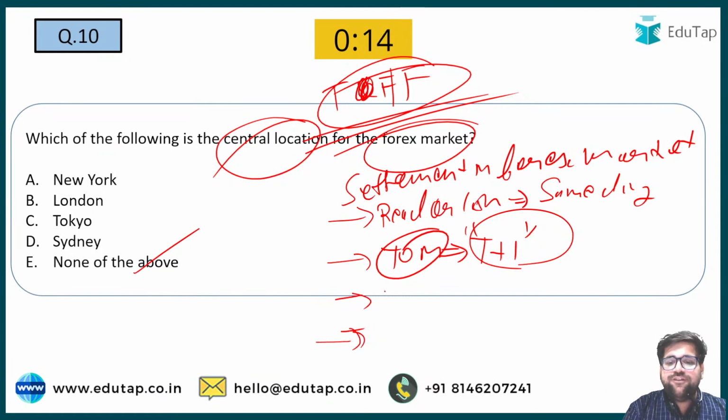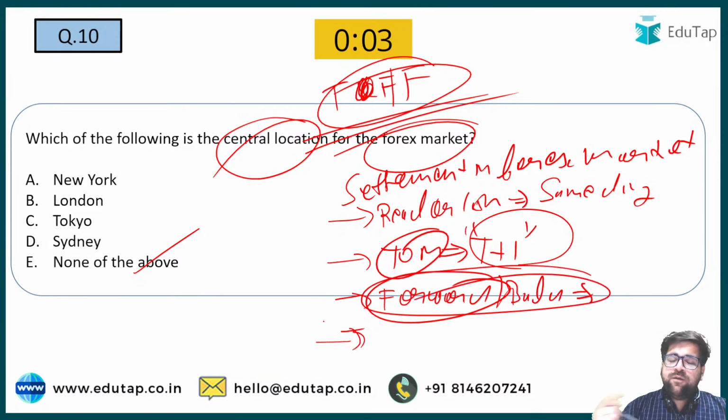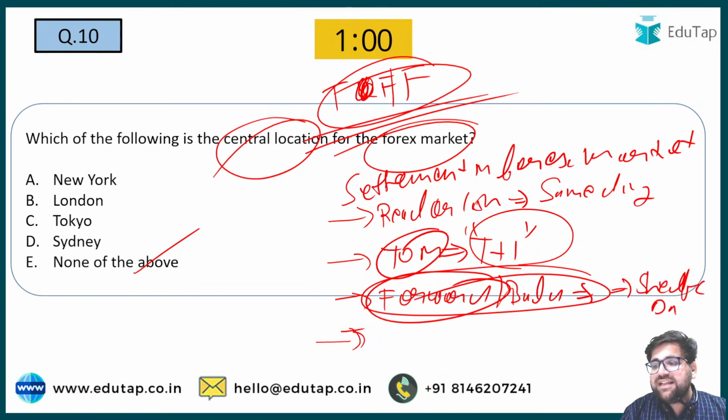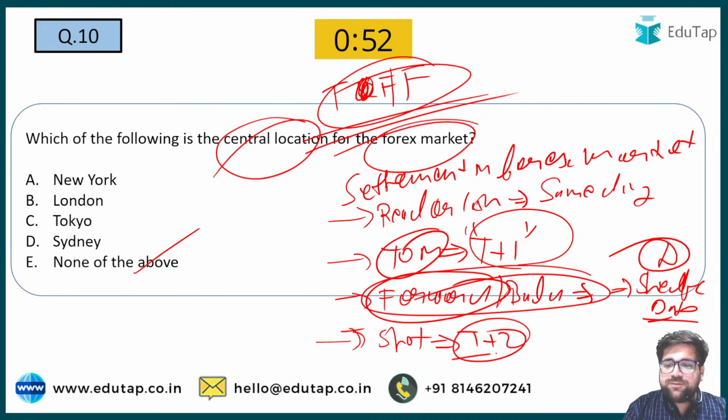The next one is the forward, or I would say the third one. Forward, in Hindi, is also known as Badla. Under this particular component, a specific date is taken via which contracts are made. And the last one is spot, and spot is T plus 2. Remember this particular concept.